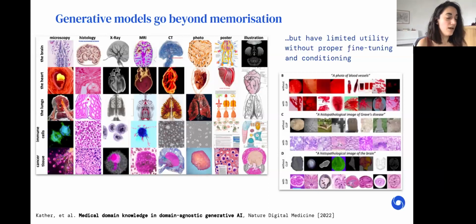So you can see on the right-hand side here on the slide how limited the utility of the model is without proper conditioning or fine-tuning. So to summarize, proper fine-tuning and conditioning is essential for generating useful and high-quality images.